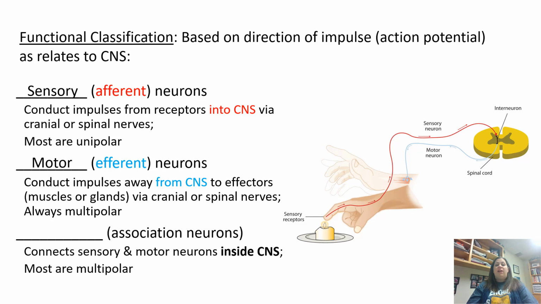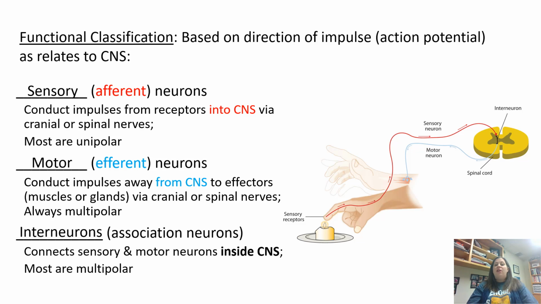We see that the efferent are going to be the motor neurons. They're going to conduct impulses away from the central nervous system to effectors like muscles and glands. They are also going to use the cranial and spinal nerves to do this, because remember, cranial and spinal nerves, most of them are going to be what we would consider mixed. They have fibers that are going to be afferent, and they have fibers that are going to be efferent.